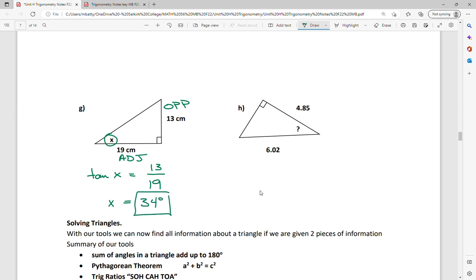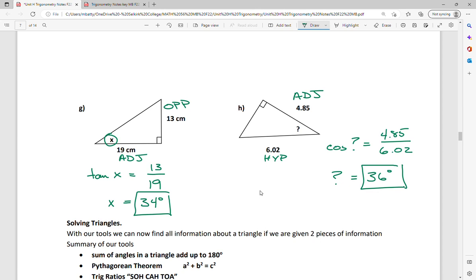Last one, I've got my hypotenuse, I've got the adjacent, so that means that cosine of question mark is equal to 4.85 over 6.02, whatever the units those are in. That means that question mark, or my angle, is 36 degrees.